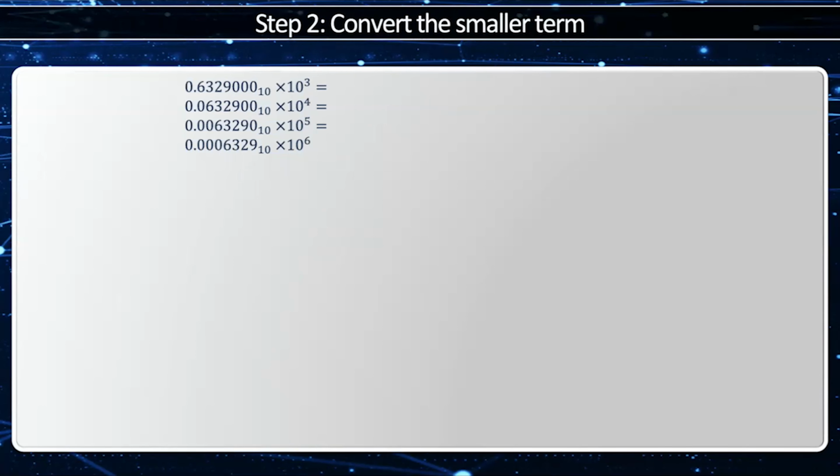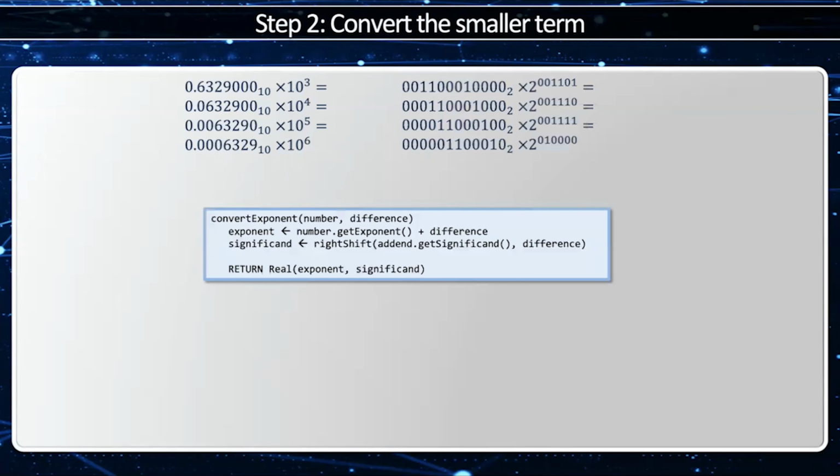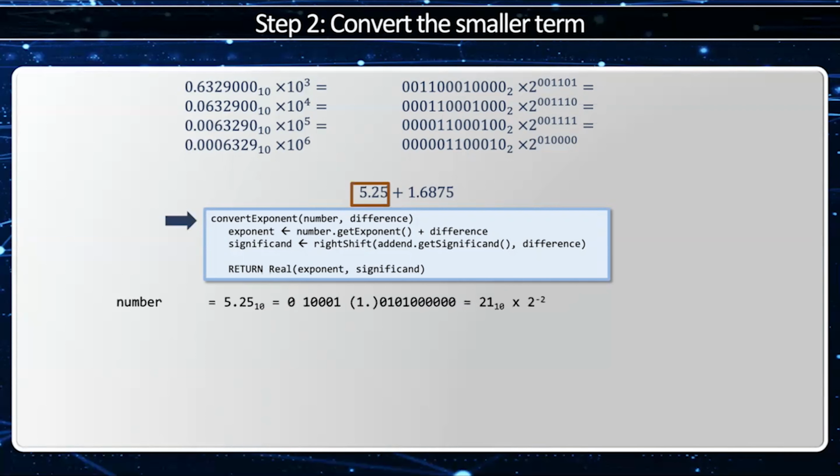They're equivalent. The same process works with binary. As I shift my decimal point over, I have to add 1 to my exponent. So my convert exponent is going to take the number and the difference. So once again, I have my 5.25 plus 1.6875. Remember, 5.25 had the smaller exponent term. So my number is 5.25 base 10, and here's my floating point representation.